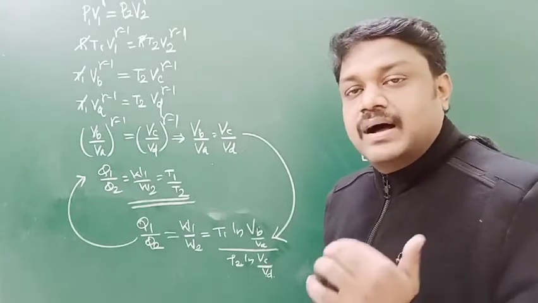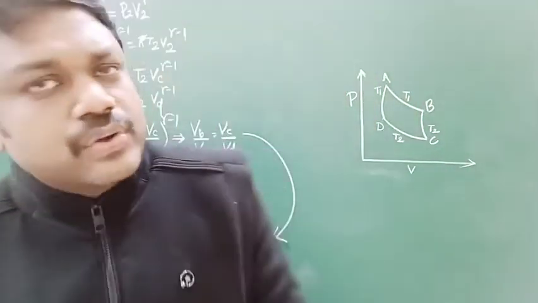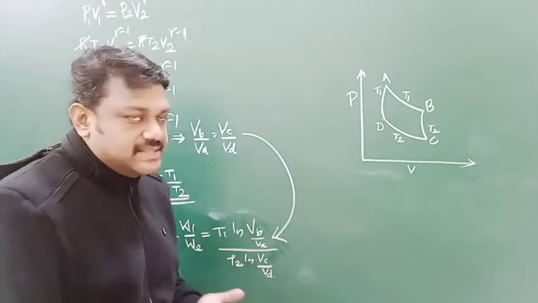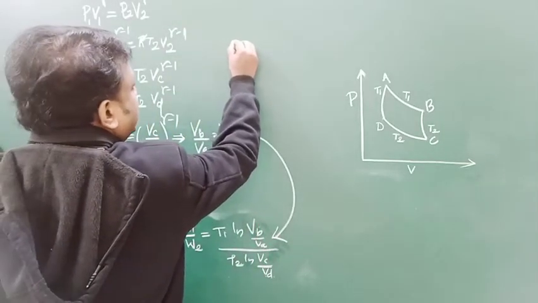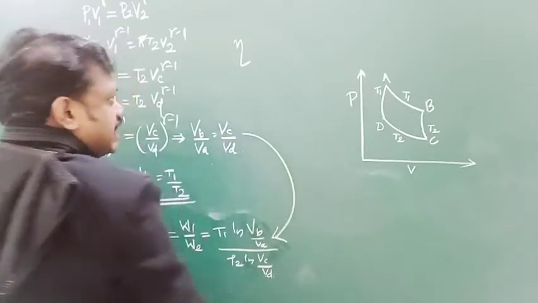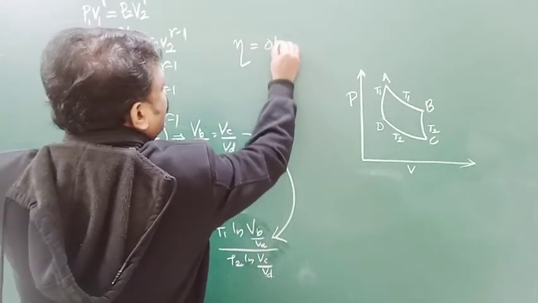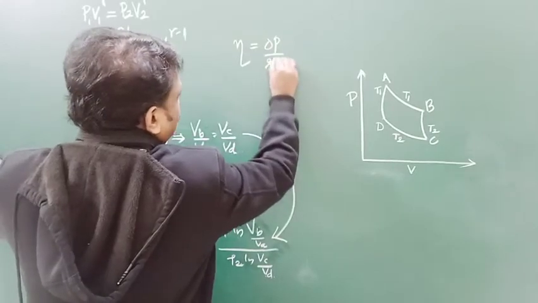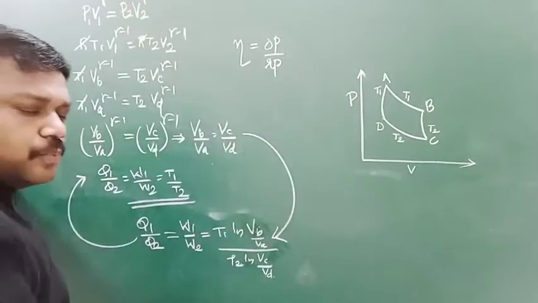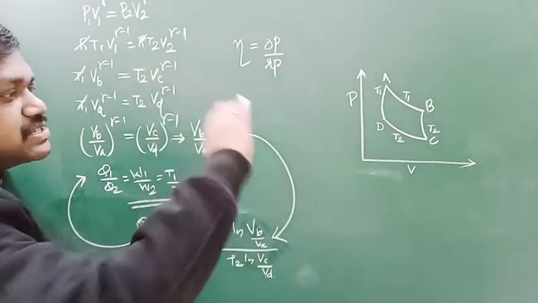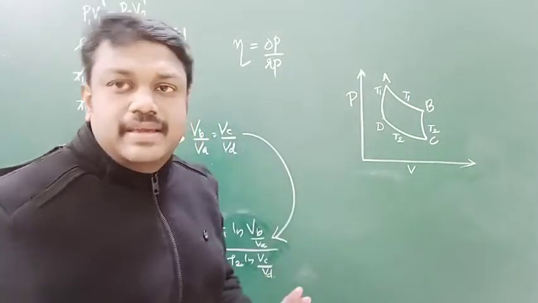Efficiency of a Carnot engine. So how can you define the efficiency of a device? Efficiency of a device is denoted by the notation eta, which is equal to output divided by input. Whatever may be the output, whatever may be the input, generally efficiency of a device is given by output divided by input.